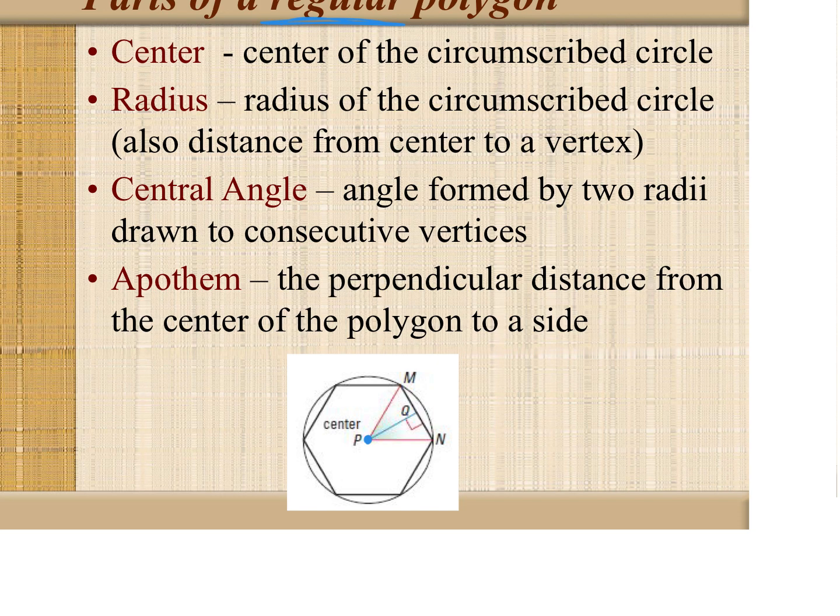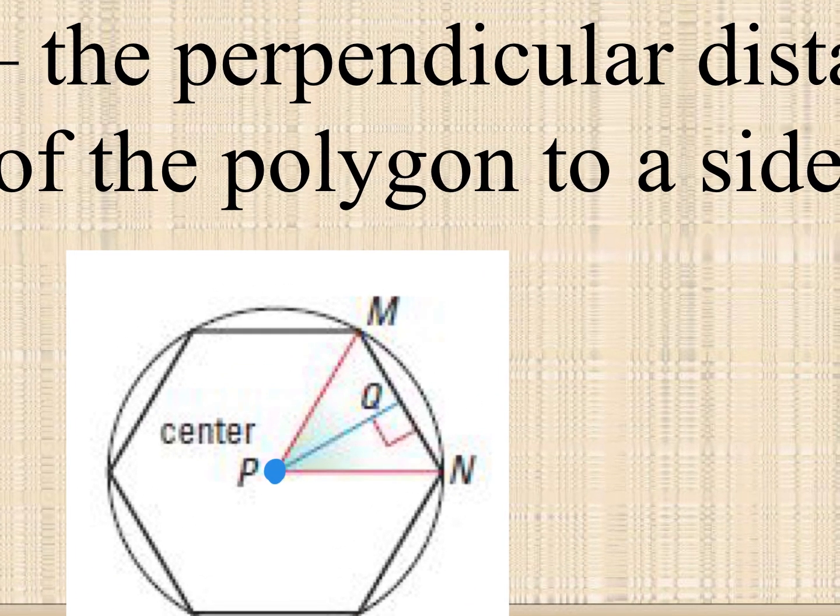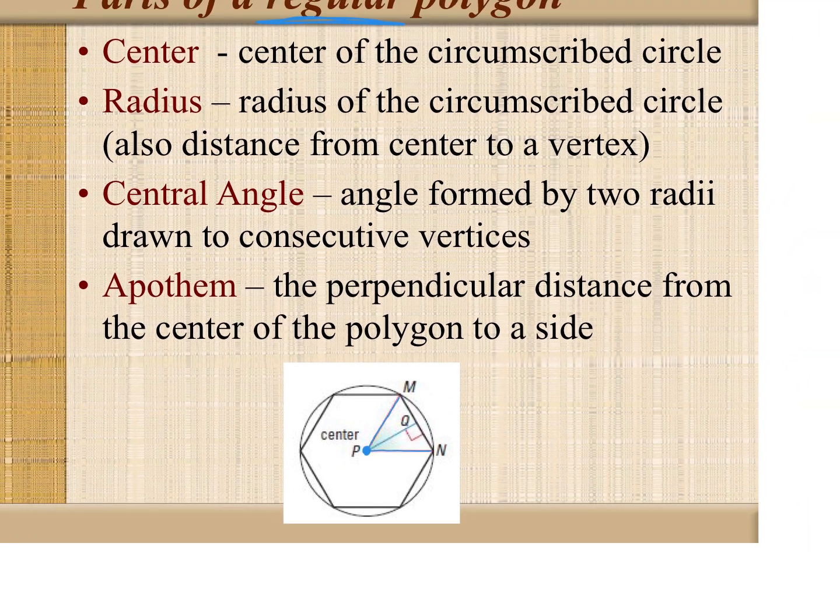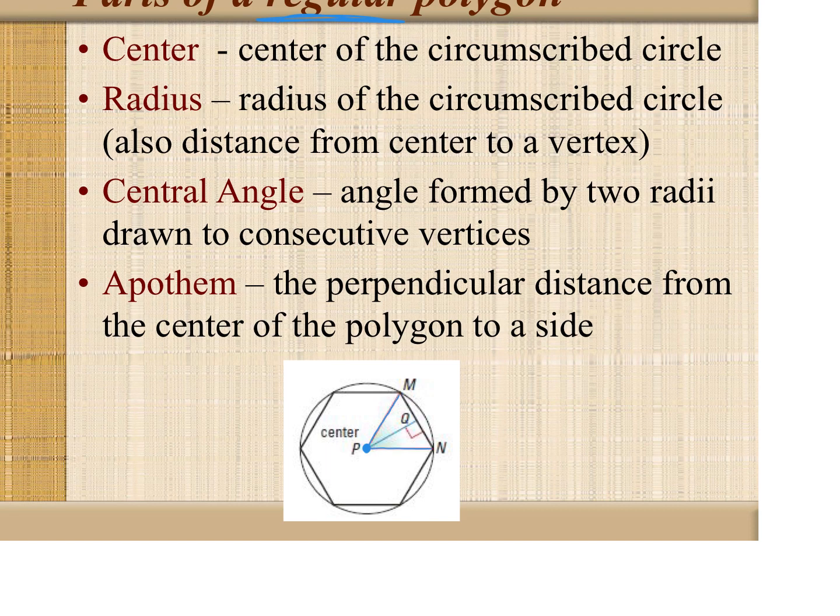The radius of your polygon is the radius of the circumscribed circle. That means go from the center to a vertex. So this length, PM, and this length, PN, are both radii, okay? Your central angle is an angle formed by 2 radii that are drawn to consecutive vertices. What does consecutive mean? Like one after the other, right next to each other, right? So do you see how M and N are next to each other on the polygon? They create a central angle when you draw their radii back to the center.